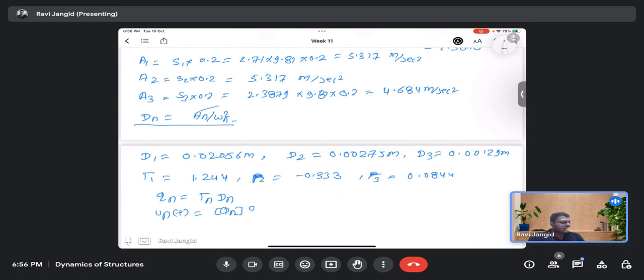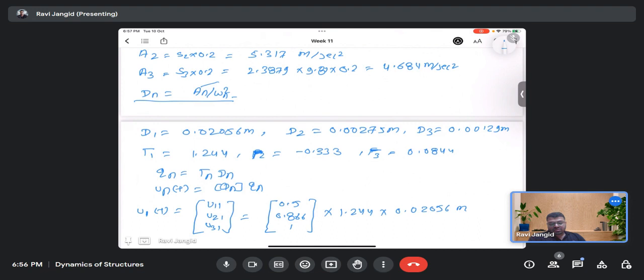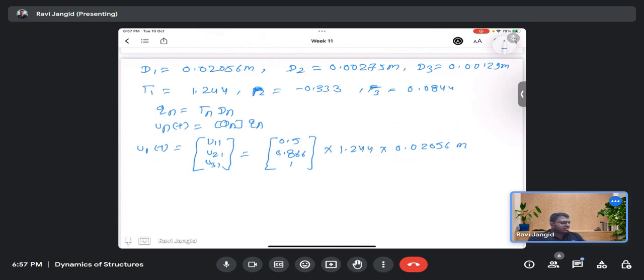Okay, so let us find out each. So in the first mode, unt, or I can write it like that, u11, u21, u31 would be phi n, which is 0.5, 0.8661, times gamma n, which is 1.244, and dn is 0.02056 meter. Okay, so you can calculate this to get u1, and similarly u2.